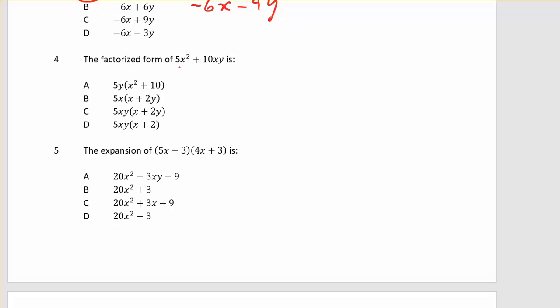For factorize, you've got to find the highest common factor between 5x squared and 10xy. Both 5 and 10 go into 5, and both terms have a single x. So 5 times, and then you put brackets. 5x times what gives you 5x squared, times another x. 5x times what gives you positive 10xy, will be 2, and you're missing a y, so it's 5x brackets x plus 2y. 5x(x plus 2y) is B.